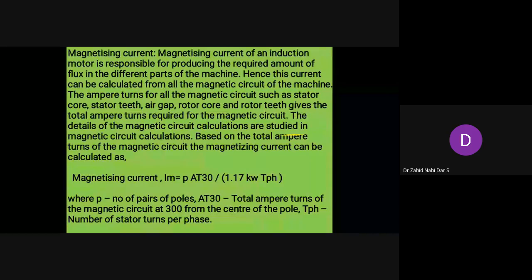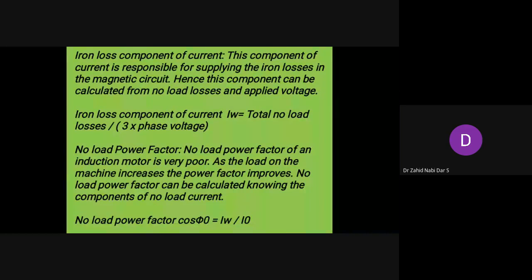Next component, the iron loss component of current. This component of current is responsible for supplying the iron losses in the magnetic circuit. Hence, this component can be calculated from the no load losses and the applied voltage. The equation for the iron loss component of current is IW equals the total no load losses divided by 3 times the phase voltage. So the no load power factor of an induction motor is very poor.